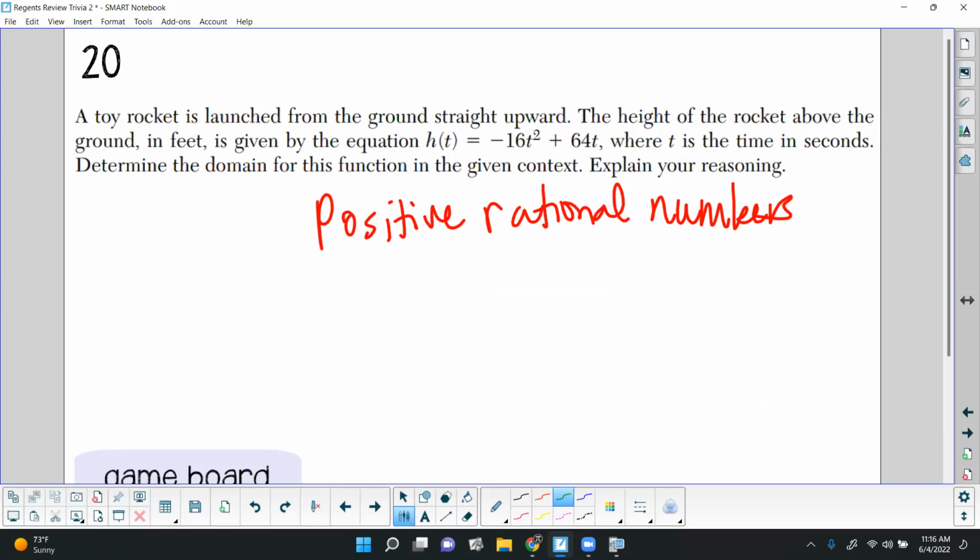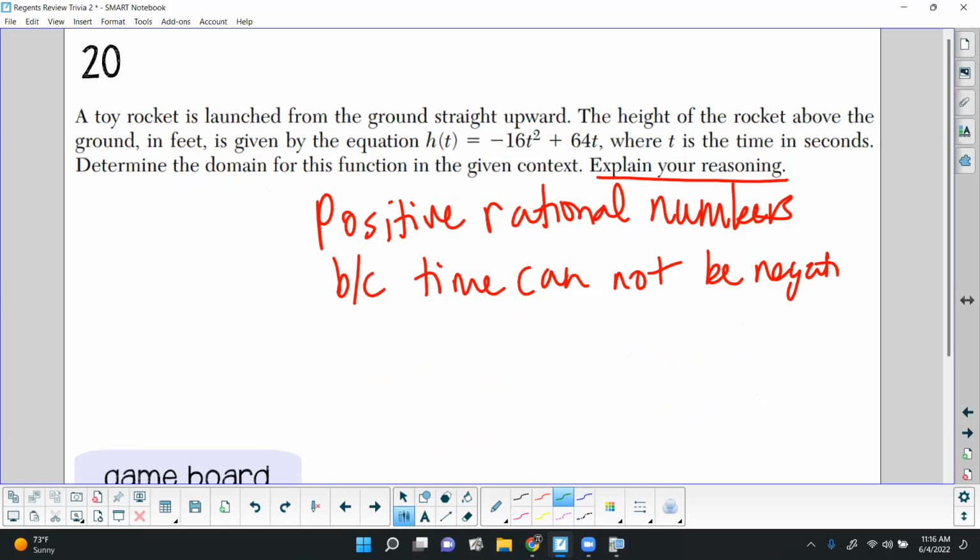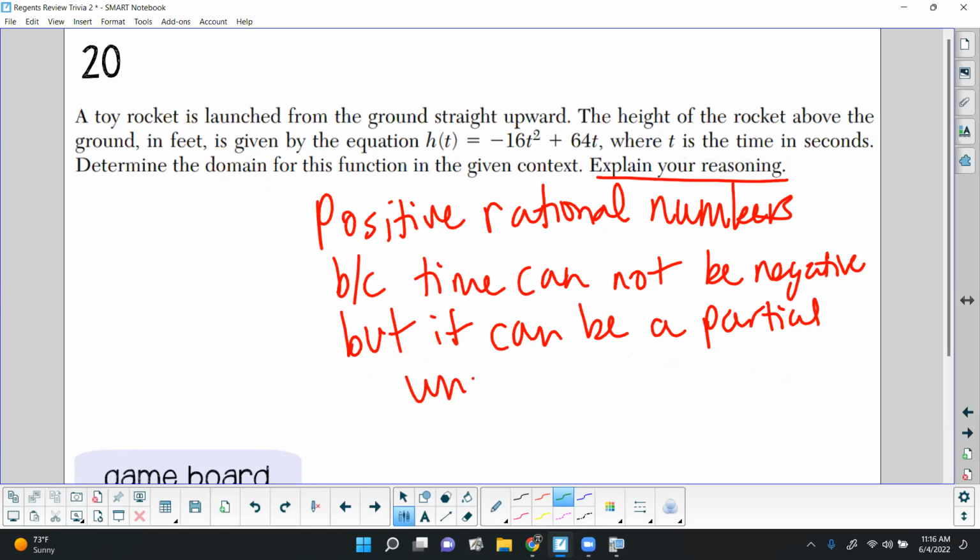And because it says explain, you would say because time cannot be negative, but it can be a partial unit. And if you want to give an example like, but it can be 1.5 seconds, that's okay as well, right? You don't have to use that fancy language. It can be a partial unit. You literally could just say it can be a decimal value. You can be as simple as that, but you have to be explaining that it cannot be negative and it can be partial.